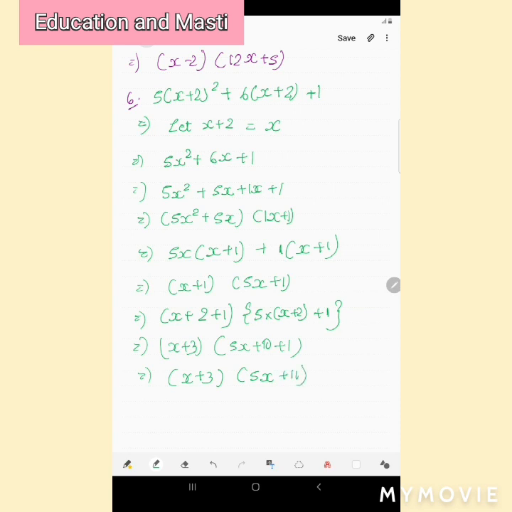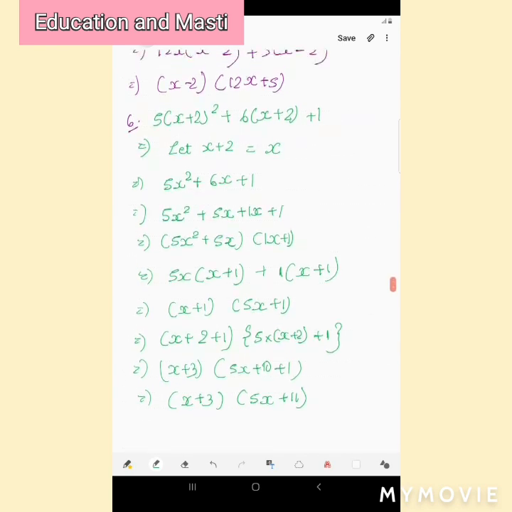I hope you have understood this thing that I have taught you, finding the factors of the following trinomials. So I hope it is clear to you what we have to do in this type of question when it comes in the exam. So this was the last part of the chapter factorization. I hope you have understood it.